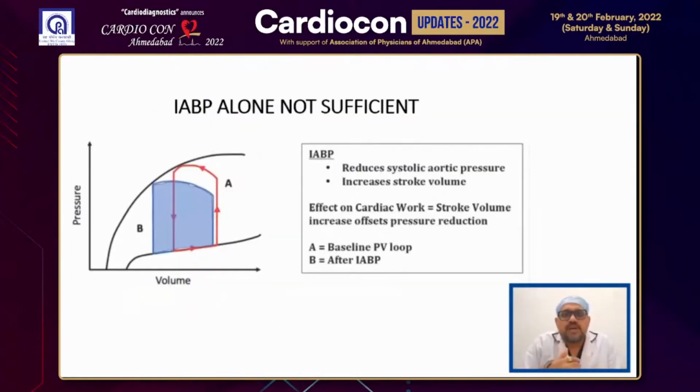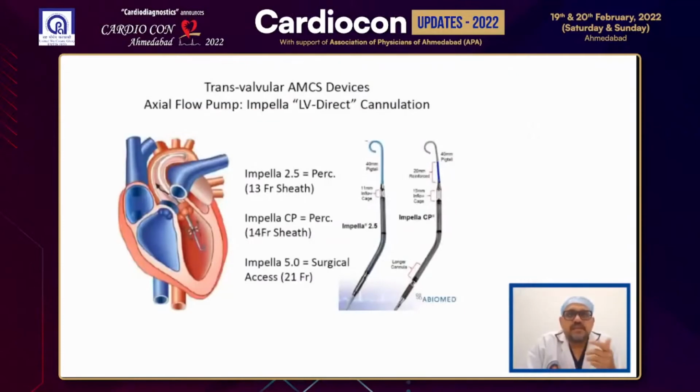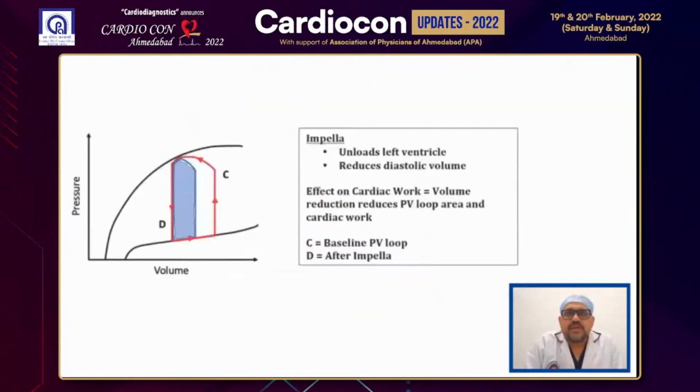The more dysfunctional the ventricle, the less functional an IABP becomes. In the PV loop diagram, the area remains the same as the afterload reduction is offset by the increased stroke volume, and the ventricle is not sufficiently unloaded. The axial flow Impella devices unload the ventricle better than an IABP. Axial flow pumps have a drastic effect on PV loops. As you can see here, they provide good unloading of the ventricle.